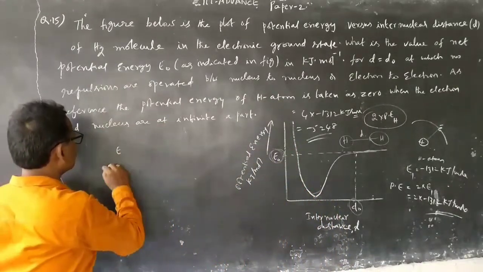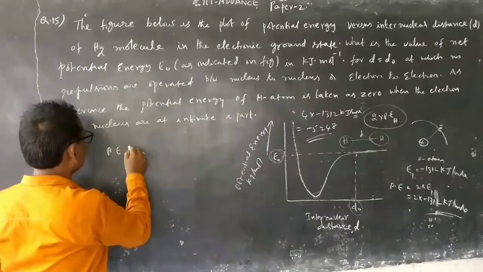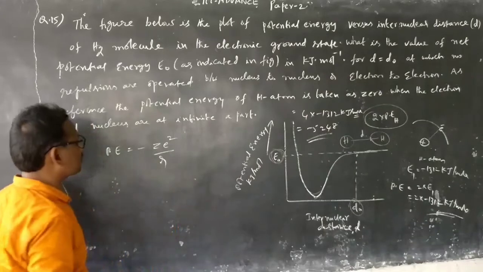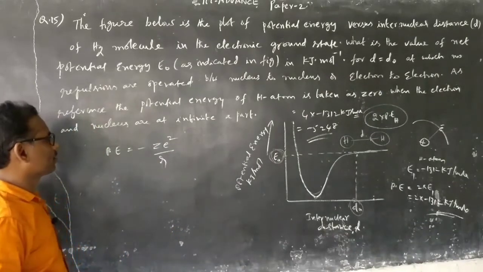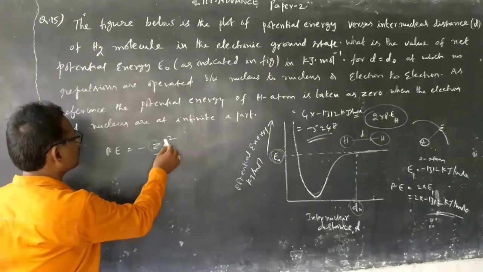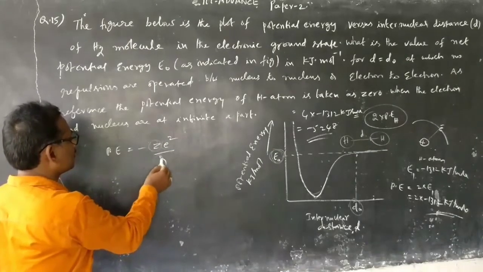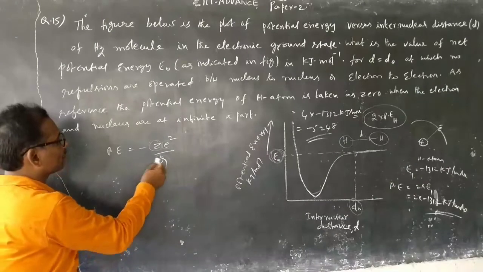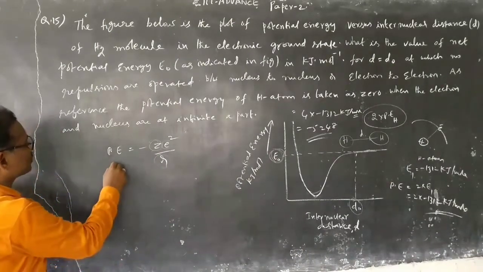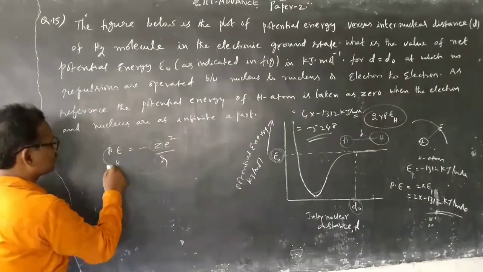Normally the potential energy is given by what? The potential energy is normally given by minus Ze squared by r. This is the expression used to find the potential energy of a particle. Z is the atomic number, e is the charge of the electron, and r is the distance between the nucleus and the electron. The potential energy for a hydrogen atom is determined like this.